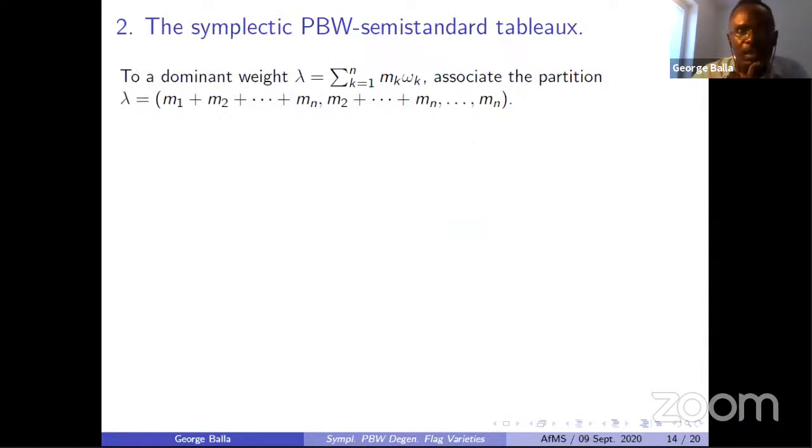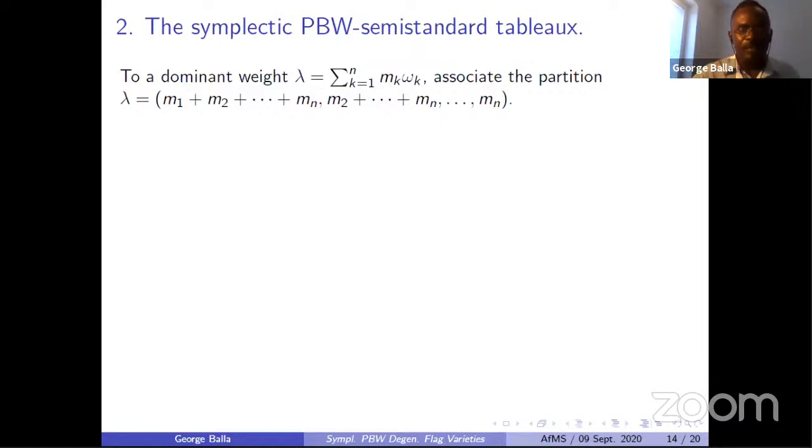So at this point, we are going to move on and establish a combinatorial flavor, which will help us to obtain our main result. Now, these objects are called symplectic PBW semi-standard tableaux. But we want to associate this to flag varieties, and the flag varieties are defined with respect to some weights.